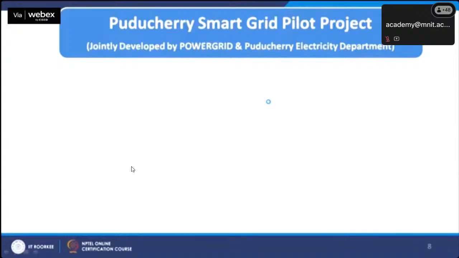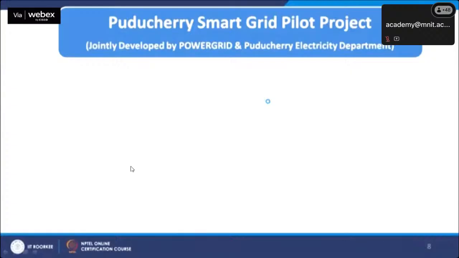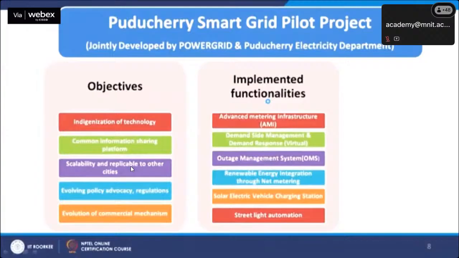Now, there is one more, the Puducherry Smart Grid pilot project, jointly developed by Power Grid and the Puducherry Electricity Department. They had very specific objectives, and the implemented functionalities include advanced metering infrastructure, demand side management and demand response, outage management system, renewable energy integration through net metering, solar electric vehicle charging stations, and street light automation. This is also a quite expansive project of recent times.